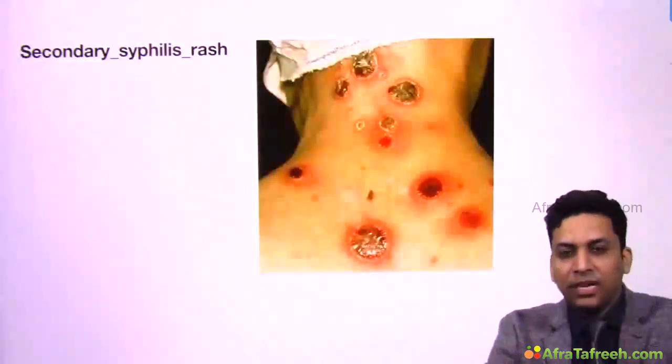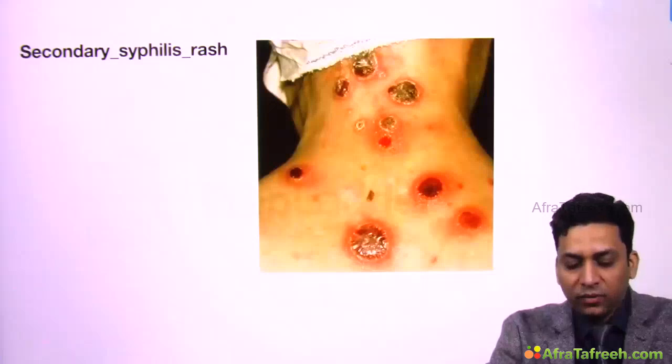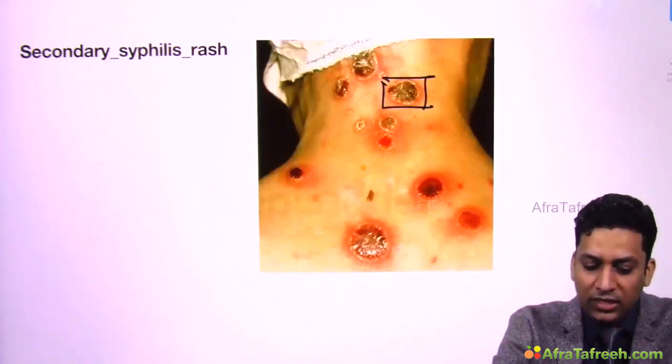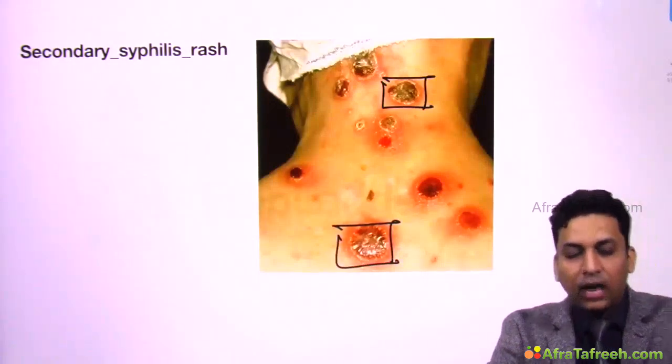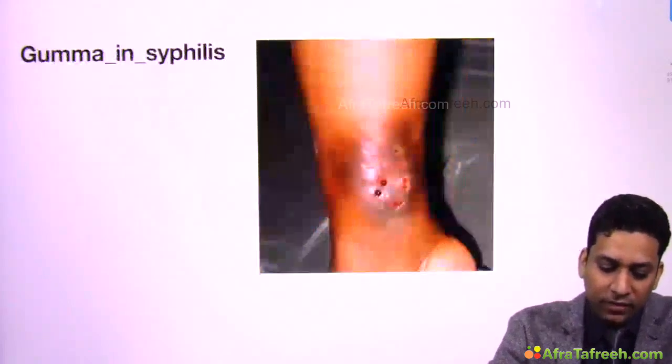Then secondary syphilis can mimic so many conditions. I told you different types of lesions can be seen. So here again you can see thick scaling is present. So these are again psoriasiform lesions of secondary syphilis.